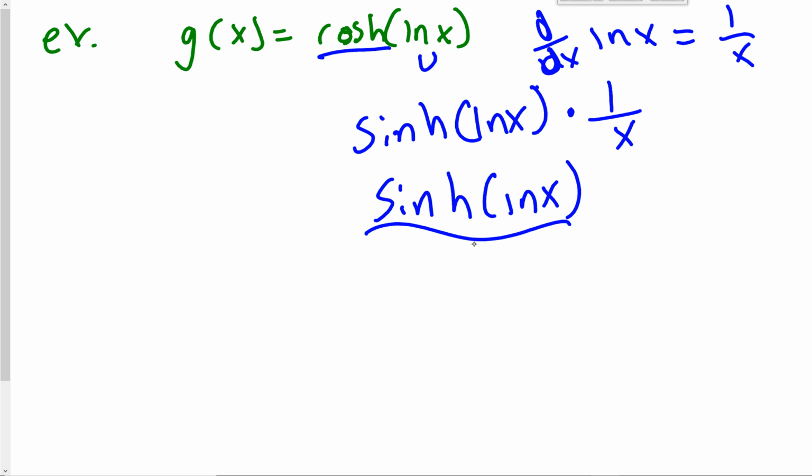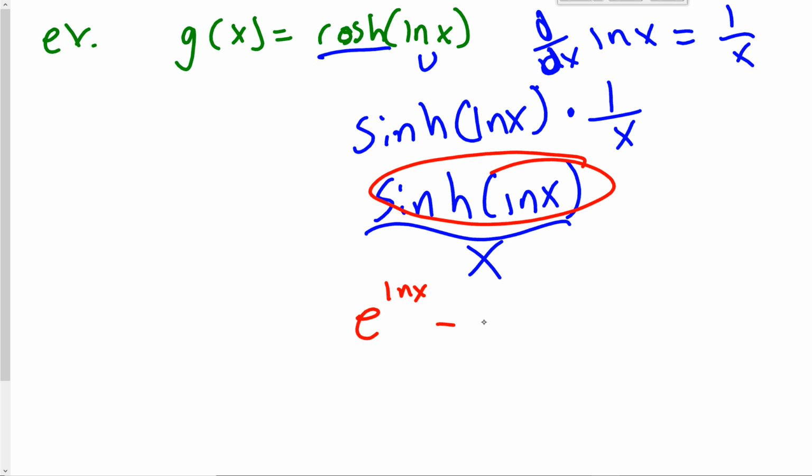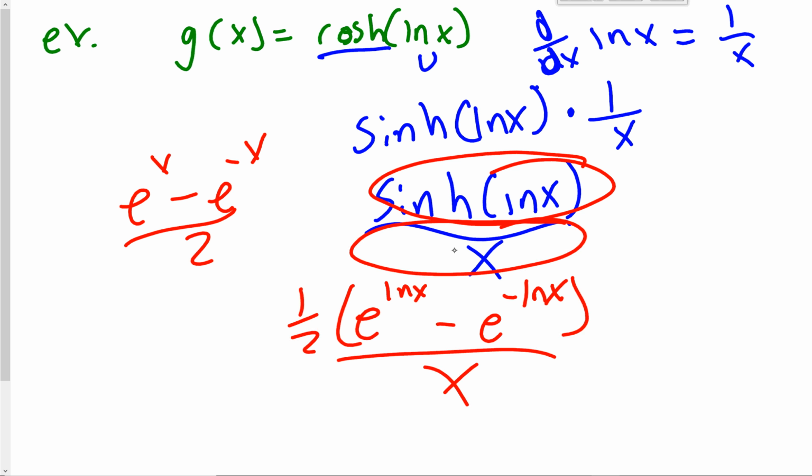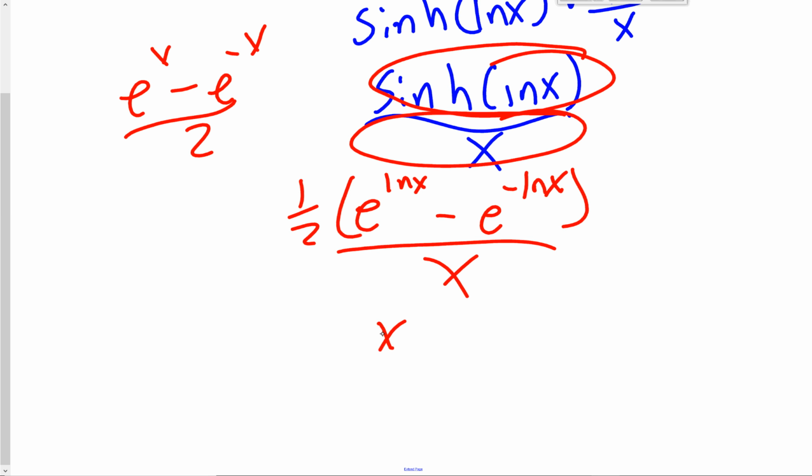Then I can go ahead and substitute what this is, which is e to the ln of x, which is just x, minus e to the negative ln of x, because remember, hyperbolic sine is e to the x minus e to the negative x all over 2. Well, that 2 I can rewrite as a half, because this is all over x. I get that x from right here. Okay, so this is x minus 1 over x times 1/2 over x.